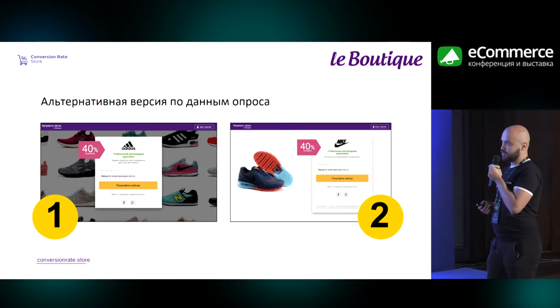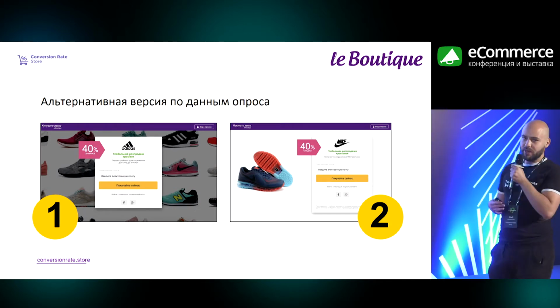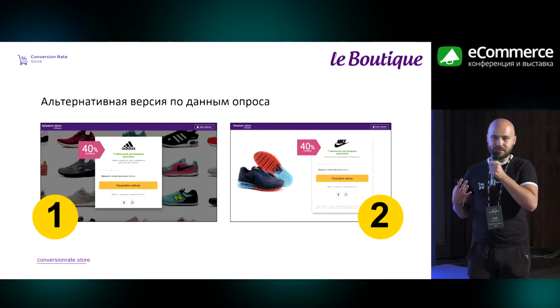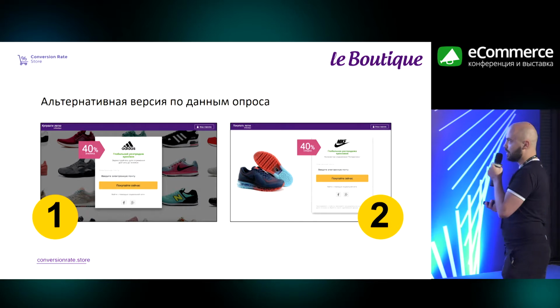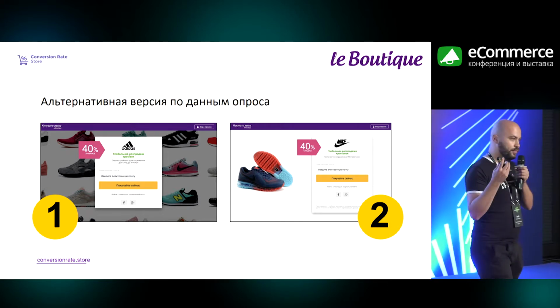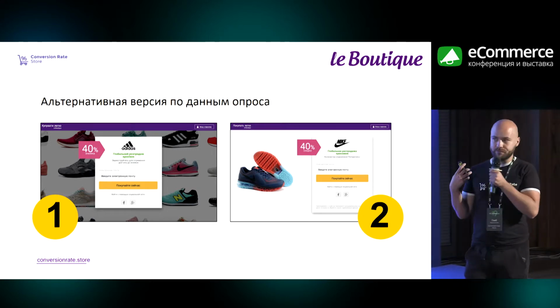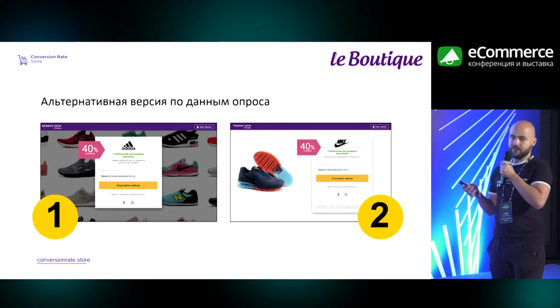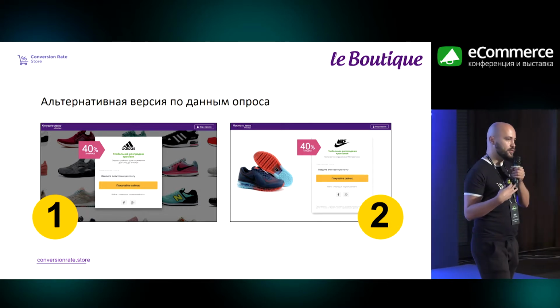And we designed an alternative version. By the way, we had only the landing page; we couldn't change anything else. We could change only this landing page. So we just showed pictures of the products in the background. Only pictures of the products in the background. In this way, we closed that rejection.